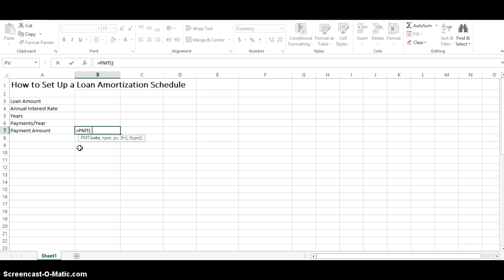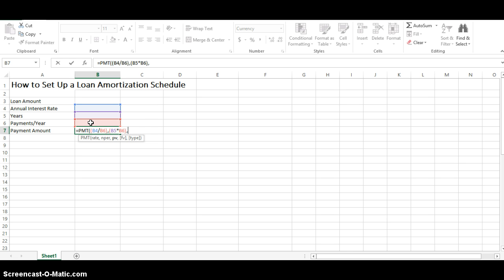The first number in this formula is the rate. For us, that's going to be the annual interest rate divided by the number of payments per year. This just will adjust your annual interest rate to a quarterly or monthly amount. The second number in this formula is the total number of payments that are going to be made. So for us, that's going to be the years times the number of payments per year. So if you had a 10-year loan that you're making monthly payments on, that middle number would be 120.